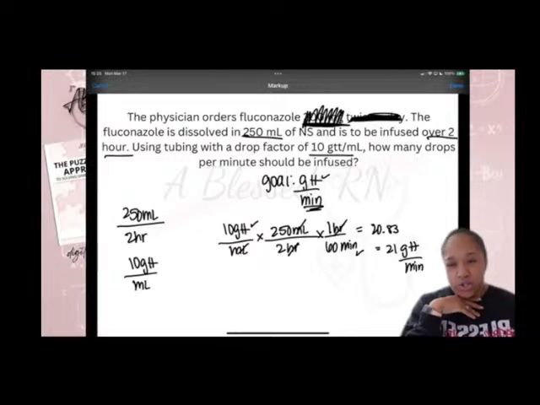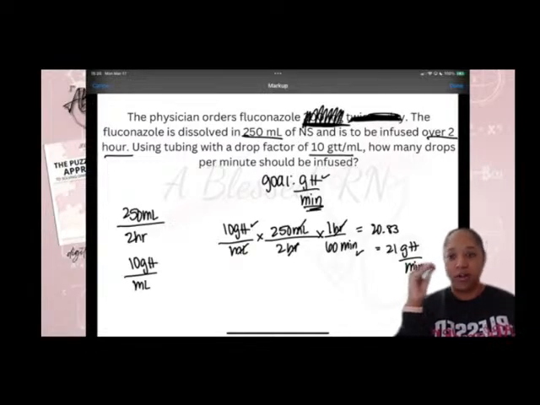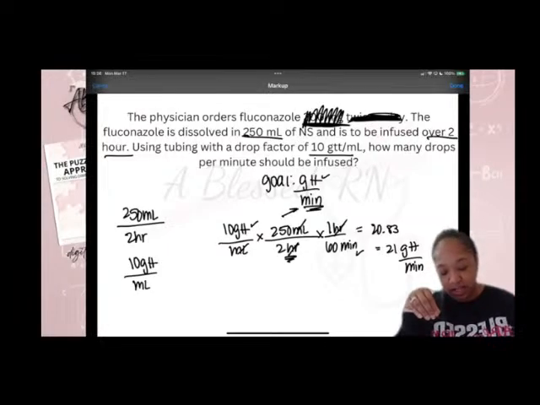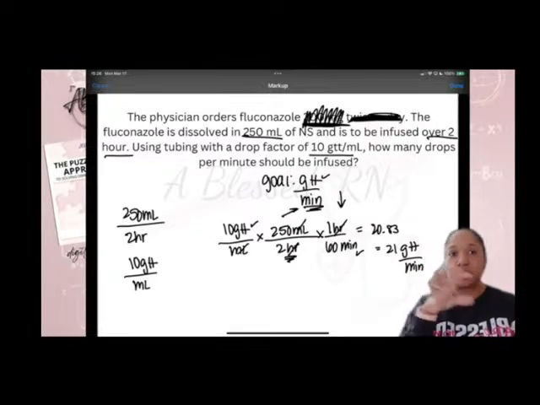So when it's 2 hours, they want this medicine to go over 2 hours, right? When we've got hours at the bottom, we need minutes. This is just going to be a conversion from your 2 hours to make it into minutes. So 1 hour equals 60 minutes.